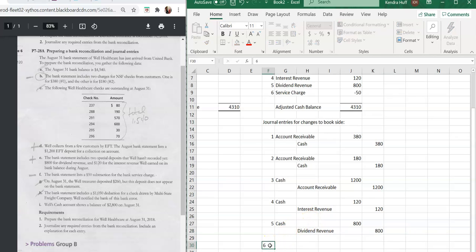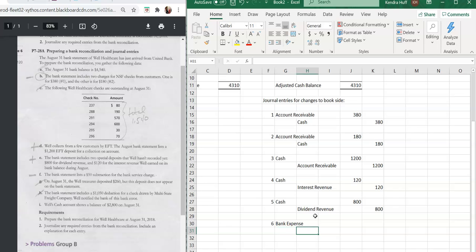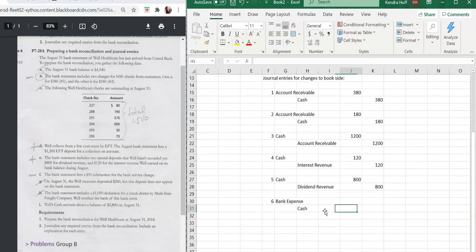And then the service charge is it. So bank expense and out of cash for the 50. That is it. Let me know if you have any questions.